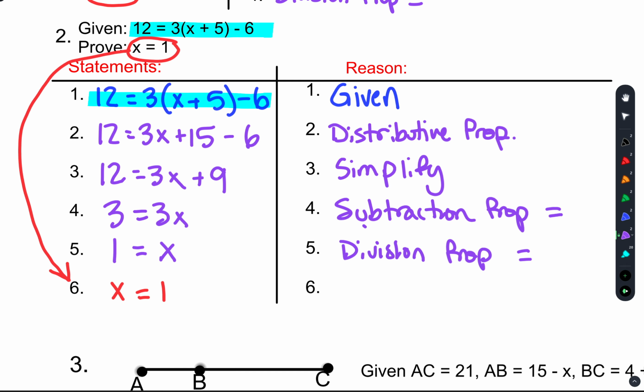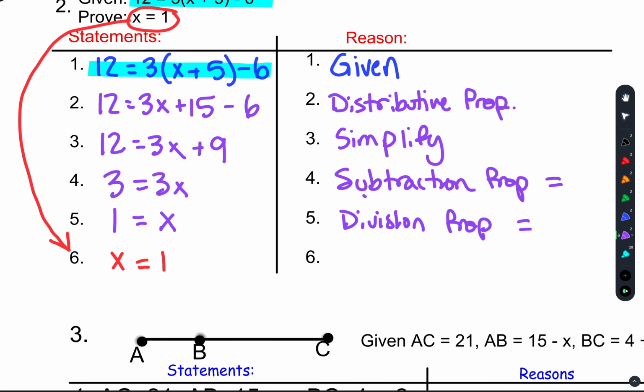Okay. My final answer here at 1 equals x doesn't quite look like x equals 1, so I have to do something to it to get it to look exactly the same. What did I do to it? What property is that? Casper? Yeah, symmetric. It says that I can flip it. I can mirror that. 1 equals x is the same as x equals 1. That's my symmetric property of equality.